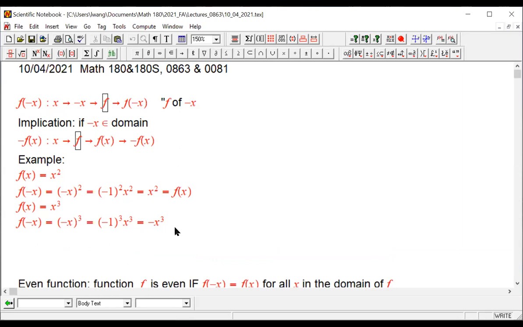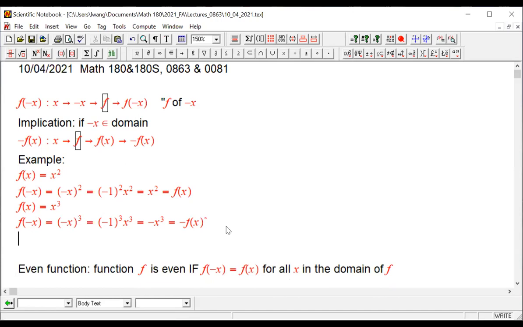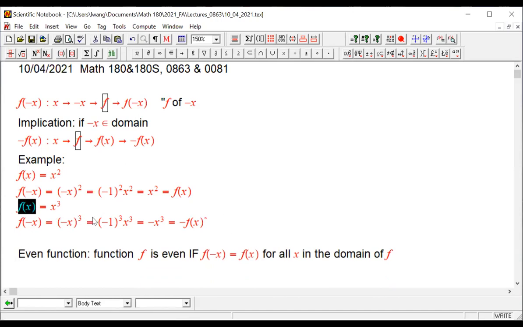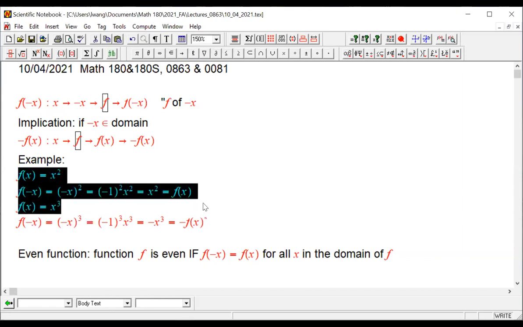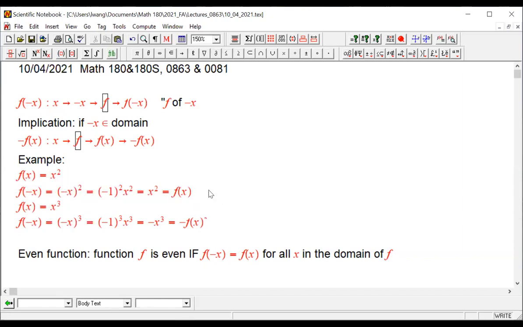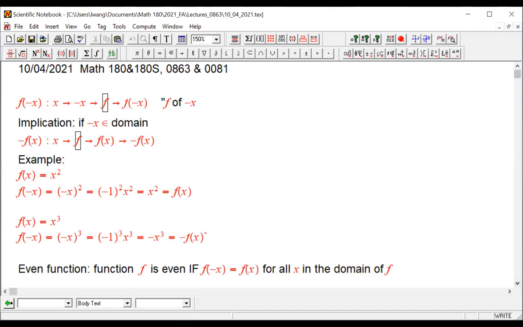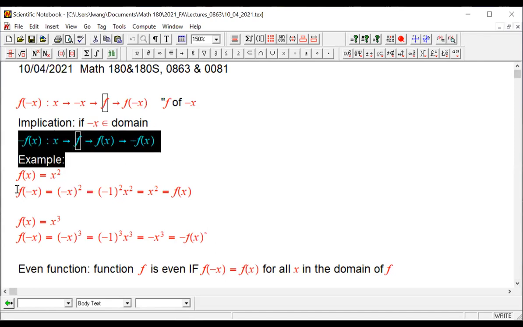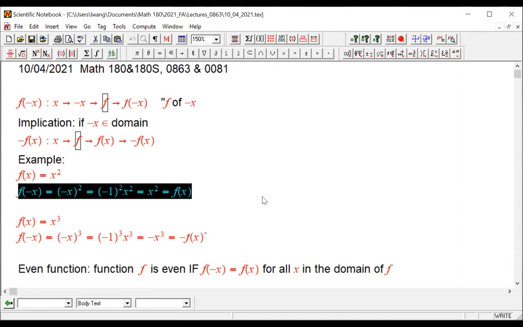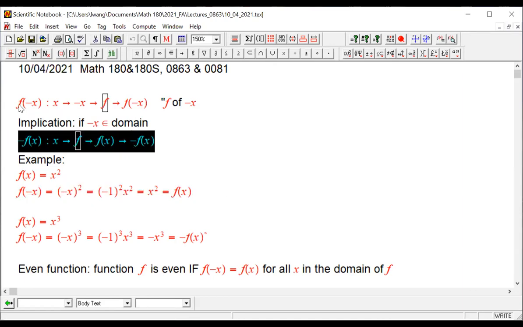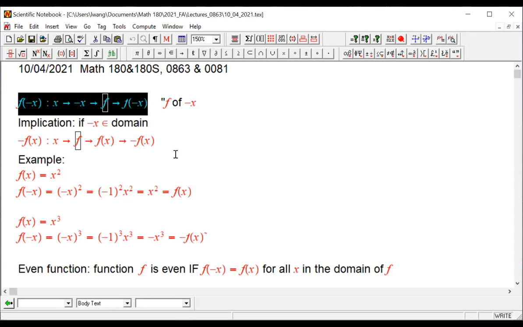So f of negative x is negative of x to the power 3. So now what's the relationship? Because x raised to the power 3 is f of x, therefore this just equals negative of f of x. According to the definition of odd function, this one is an odd function and that one is an even function. So in some cases, these two processes produce the same thing. Sometimes they produce the opposite.